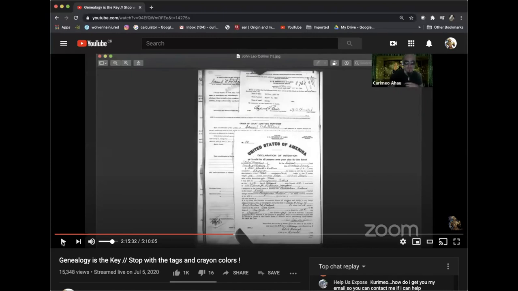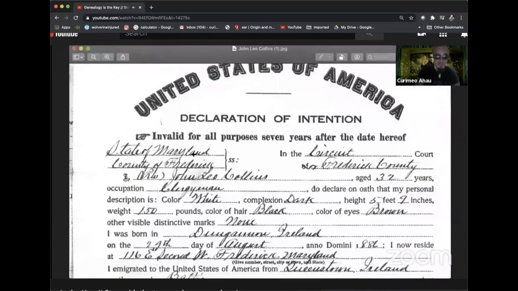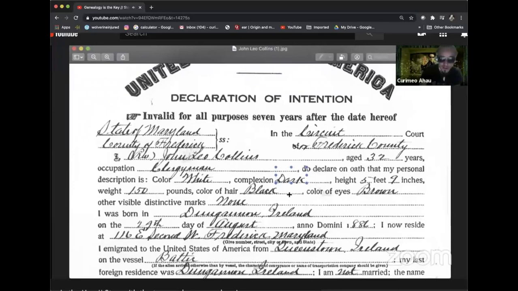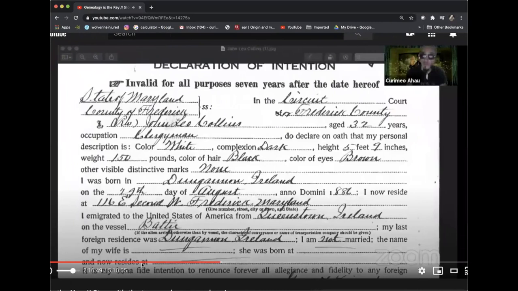There's thousands of this, hundreds. These are just seven examples somebody sent to me. Again, United States of America Declaration of Intention. And this is John Leo Collins, whose description is: complexion is dark. Dark complexion, height 5 feet 9 inches, 150 pounds. Color of hair is black, color of eyes is brown. And he's from Ireland. All right, so real quick, just to remind you.